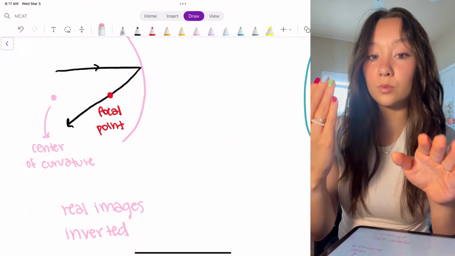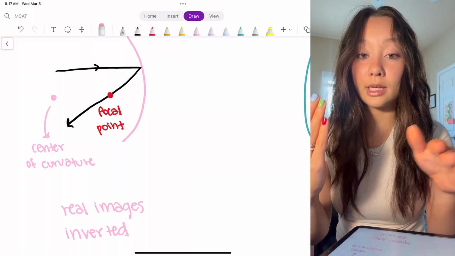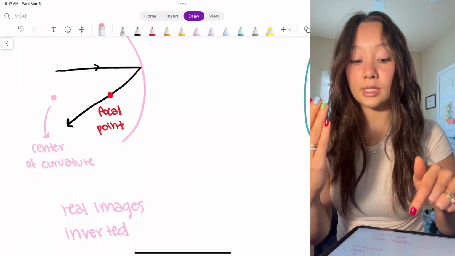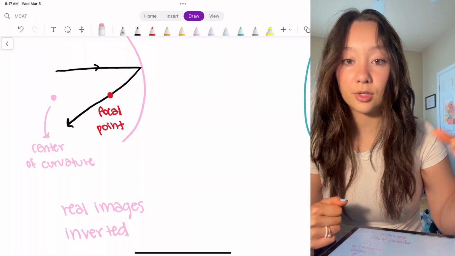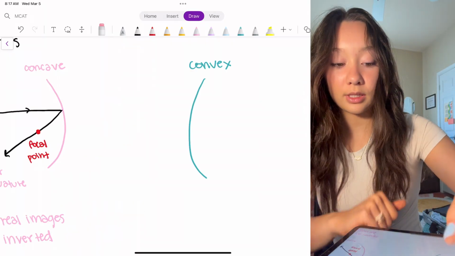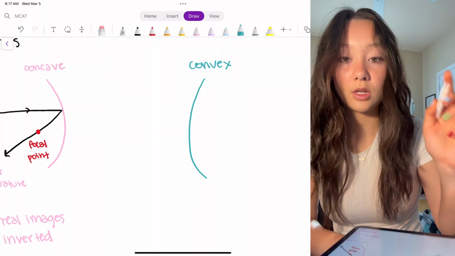Now the image doesn't necessarily form at the focal point. It can, but we'll talk about an equation in a second that shows how you can derive the distance of the image and the object based on the focal point. So now let's move over to convex mirrors, and then hopefully this real and inverted image idea will make a little bit more sense.